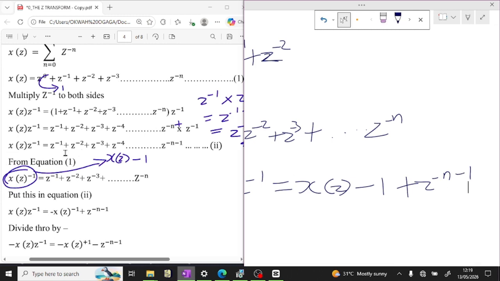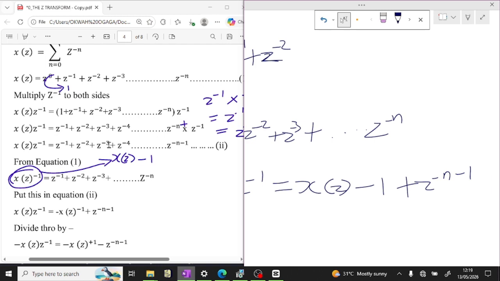Do we get what just happened? Everything here is the same thing as everything here now. This z raised to power -n is somewhere here. So everything here is equal to what? X of z minus 1. So I've replaced it with x of z minus 1. Then the remaining part of equation 2 is what? Z raised to power -n minus 1. This is it here. Okay.